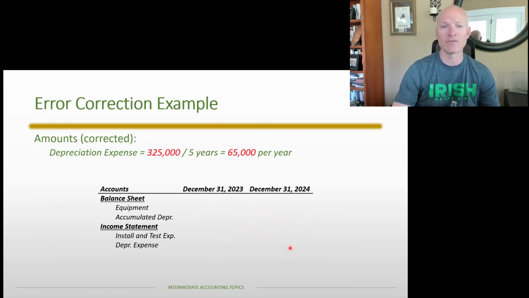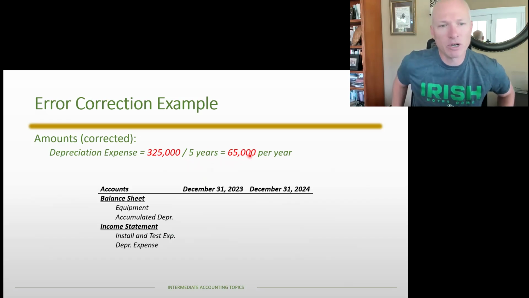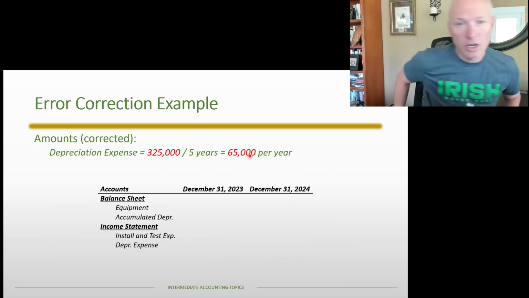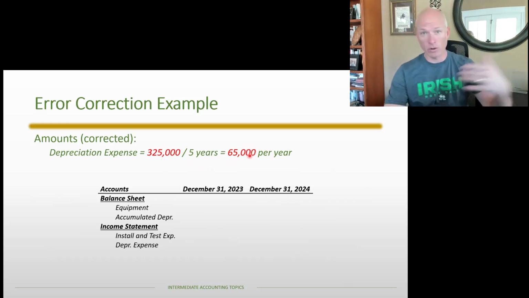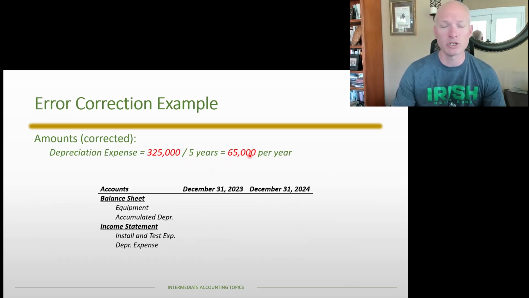And then what should they have reported? Well, they should have capitalized that cost again over the same 5-year period. So that would be $65,000 per year. So that's how much they should have reported, 65,000 per year. Of course, they only reported 60, but that should have been the depreciation expense.